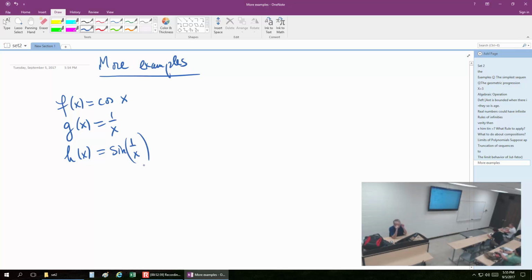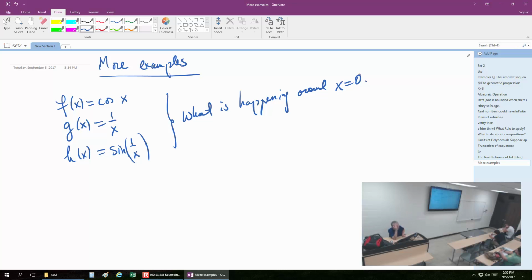Once again, these are functions. They are not sequences anymore, but what we want to know about these functions is, once again, what is happening around x equals 0. Is there a gap there or not?